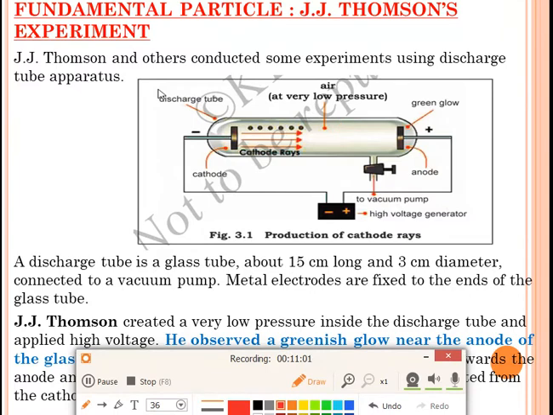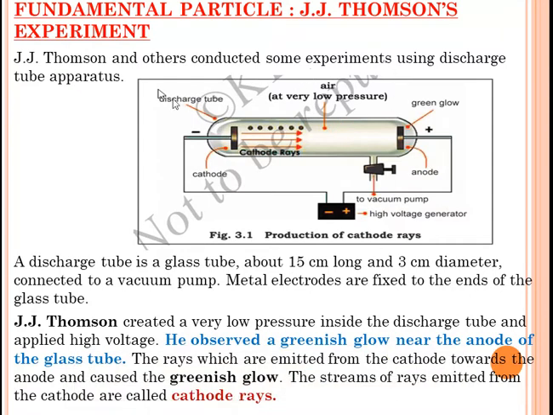Till now we have discussed that J.J. Thomson conducted one experiment using a discharge tube, which is made up of glass, and it is 15 centimeter long and 3 centimeter in diameter. He connected two metal electrodes. One is known as cathode, another one is known as anode. After that he applied a very low pressure and high voltage. That time he observed a greenish glow near the anode of the glass tube, and the rays which are coming from the cathode are responsible for the greenish glow, and they are known as the cathode rays.